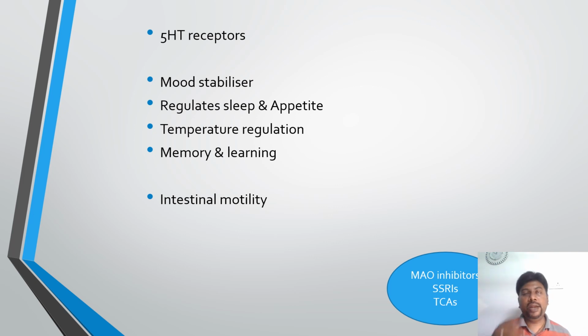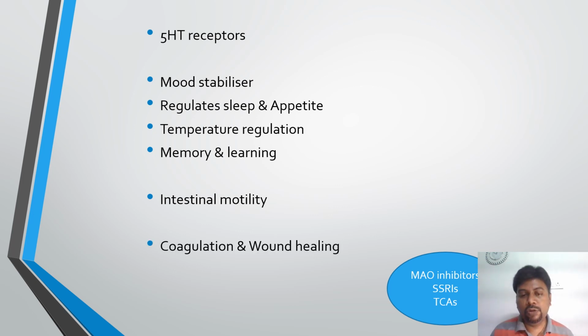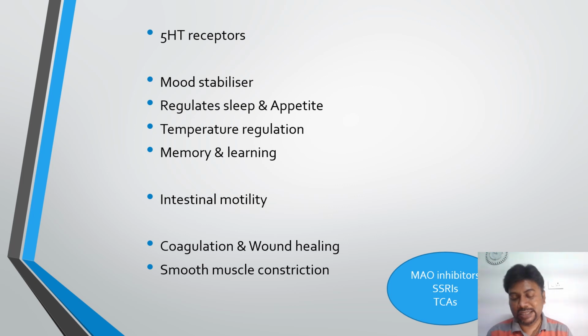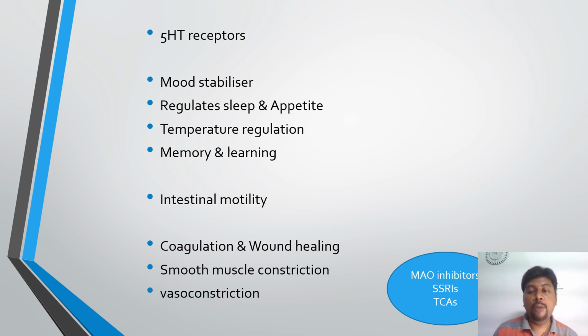Next, apart from that, it is also produced in platelets, which is used for coagulation and also for the wound healing process. Then finally, in the smooth muscle cells, it helps in smooth muscle contraction. That is the reason it is considered a potent vasoconstrictor. So that's it about the synthesis and functions of serotonin.